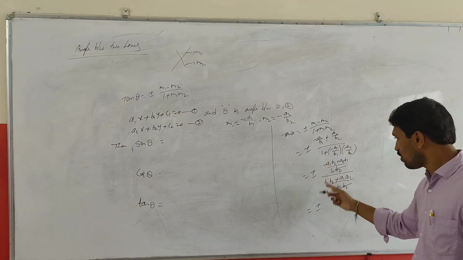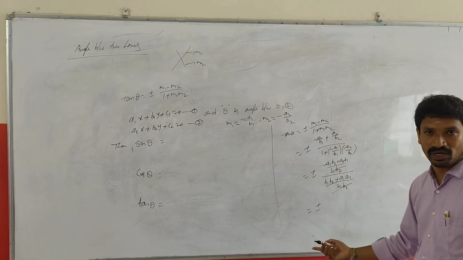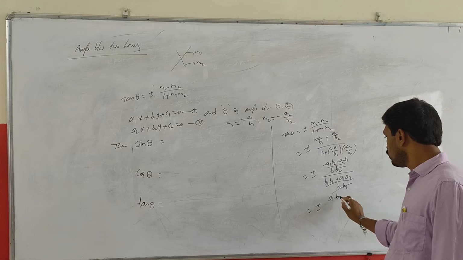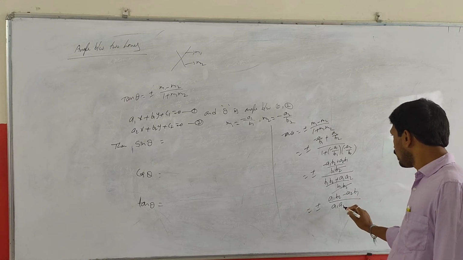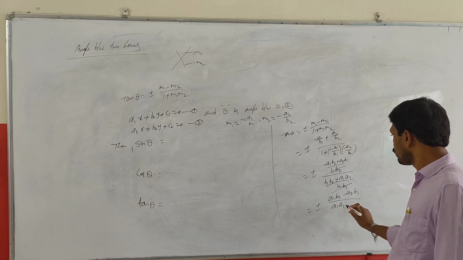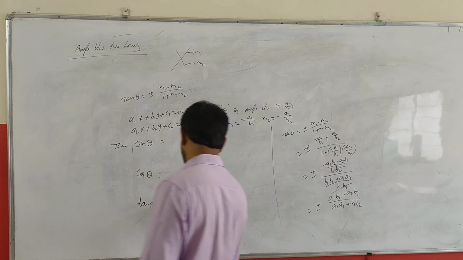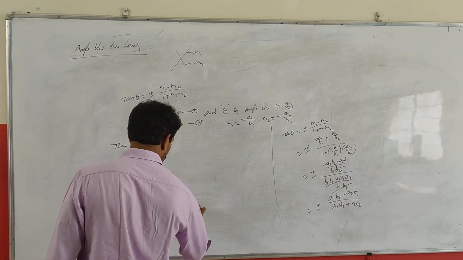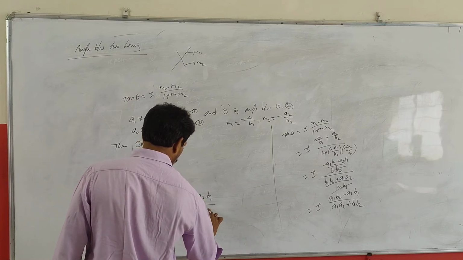After taking minus common, here it will be minus, here it will be plus. So again you can write plus or minus, no problem. So tan theta = ±(a1b2 − a2b1)/(a1a2 + b1b2). This is the formula for tan theta: (a1b2 − a2b1)/(a1a2 + b1b2).